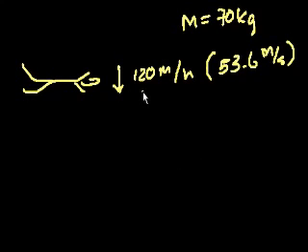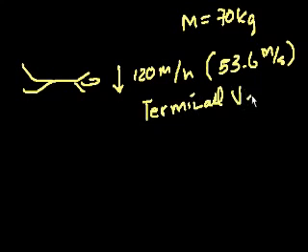But anyway, they are asking us, what force does air resistance exert on the skydiver? So let's be clear on a couple of things. This 120 miles per hour, this is the skydiver's terminal velocity. And if you're not familiar with what terminal velocity is, I will now explain it to you.